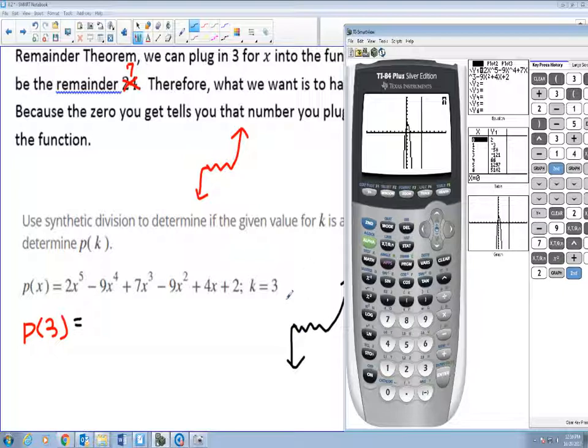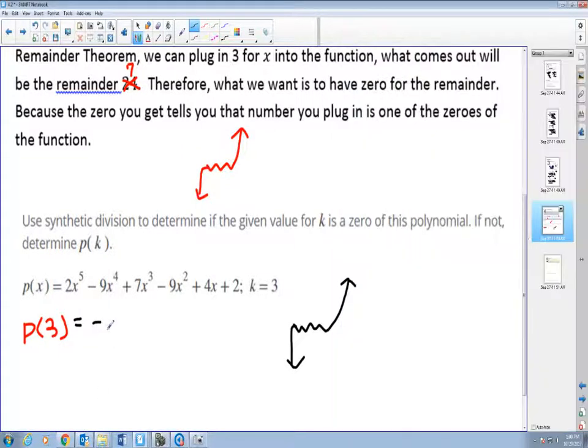So just for this problem right now, I'm going to go to my table and see what x equal to 3 gives. My y value is negative 121. So that's my remainder. It's not a 0, so that tells me that 3 is not a 0 of the polynomial. Okay, and we will talk more about the remainder theorem when we go into the next section, 4.3.